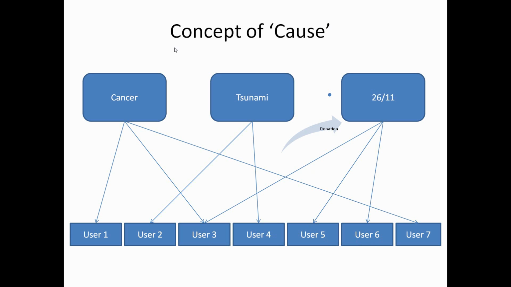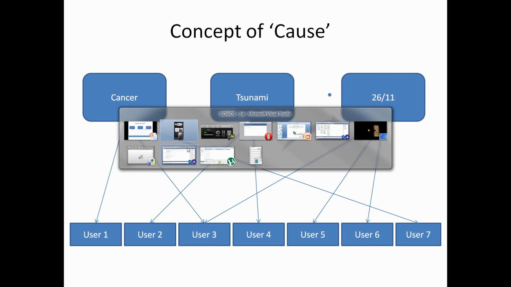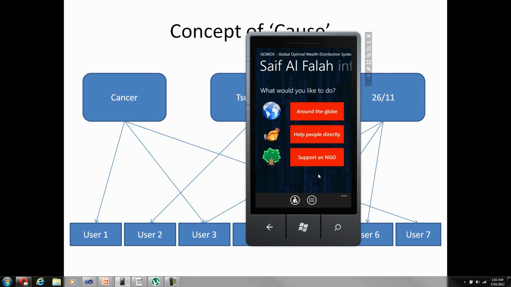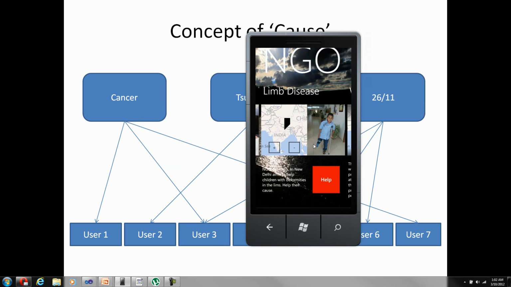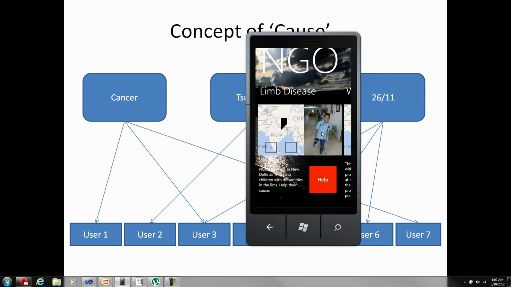Now a user of level 3 can create these causes, while the other two levels cannot. I'll go back to the application. So this was simple. Now NGO lists some of the NGOs. Now if a person wants to support an NGO, like this one is for limb disease, they can do so in a similar fashion.